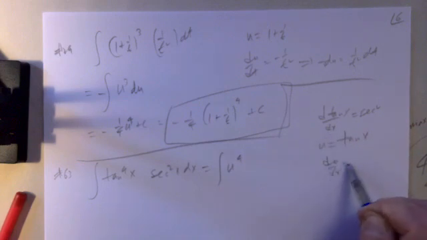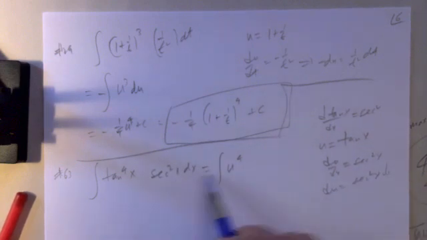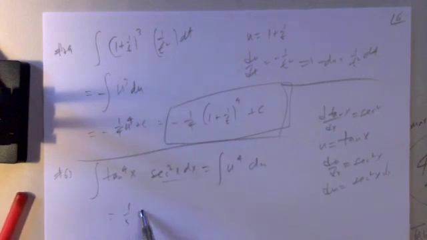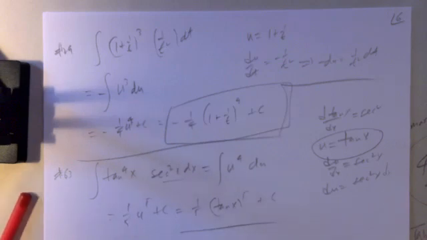du dx is secant squared x. So du is secant squared x dx. This is just u to the fourth du. That's a fifth u to the fifth plus a constant. That's a fifth tangent x to the fifth power plus a constant.